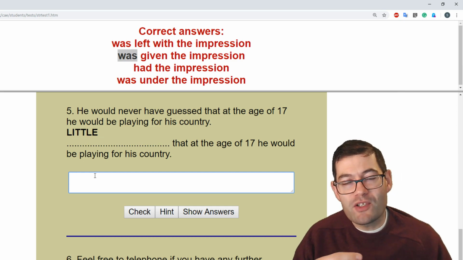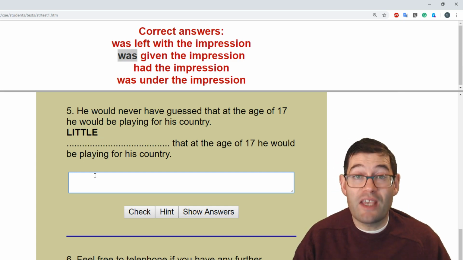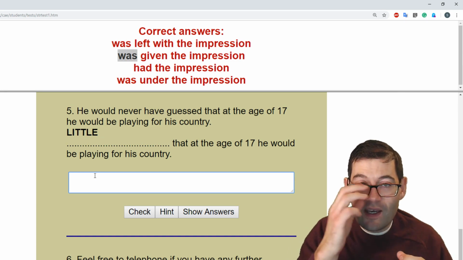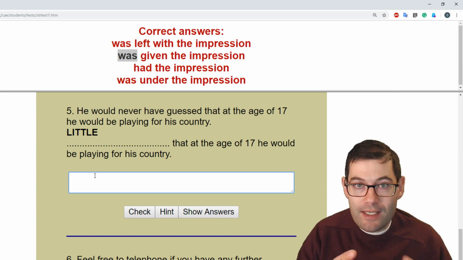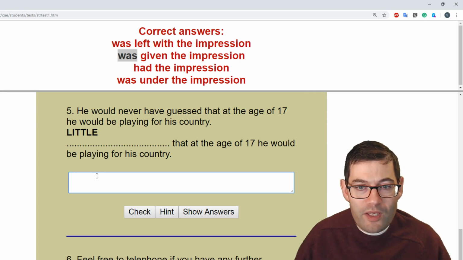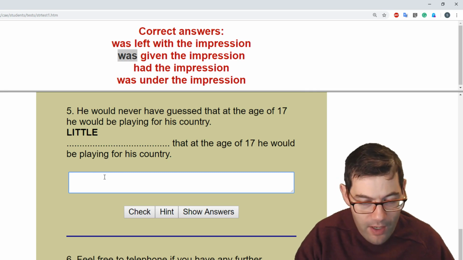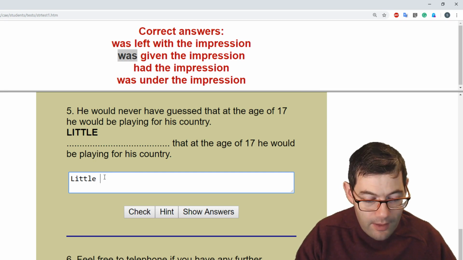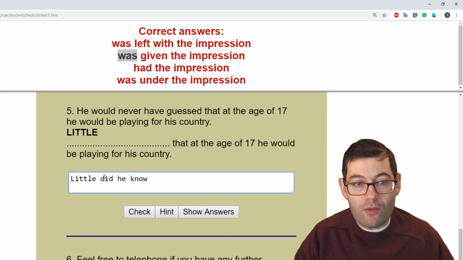Inversion is a grammar structure, a grammar technique that we use to emphasize a certain point. In this case, emphasizing the fact that he didn't know what he would be doing at the age of 17. So our answer based on inversion is "little did he know".